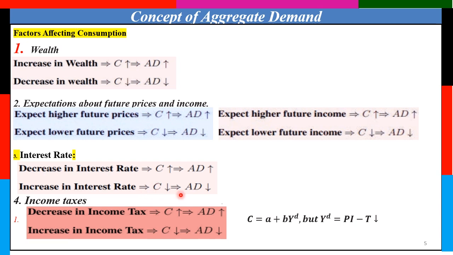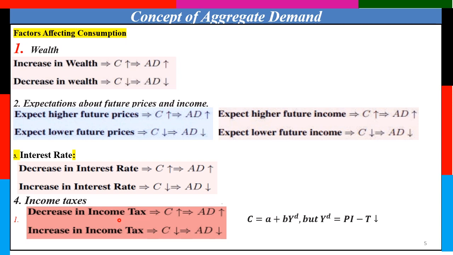Tax decreasing means, as I told you last time, when the tax is decreasing, disposable income is increasing. Disposable income increasing means consumption increasing, because consumption is a function of disposable income. Disposable income means income after taxes. Therefore, as tax is decreasing, consumption is increasing. This causes aggregate demand to go up.